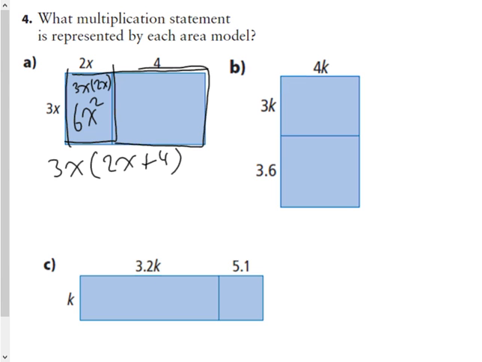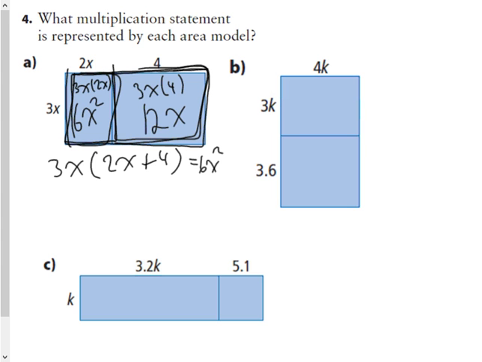And this particular part here would be the product of 3x and 4, or 4 times 3x would be 12x's. So what that means is each of these parts represents a part of the whole. So 6x squared plus an additional 12x is the same thing as 3x times 2x plus 4. So therefore our answer is this. Okay, there's our original statement.